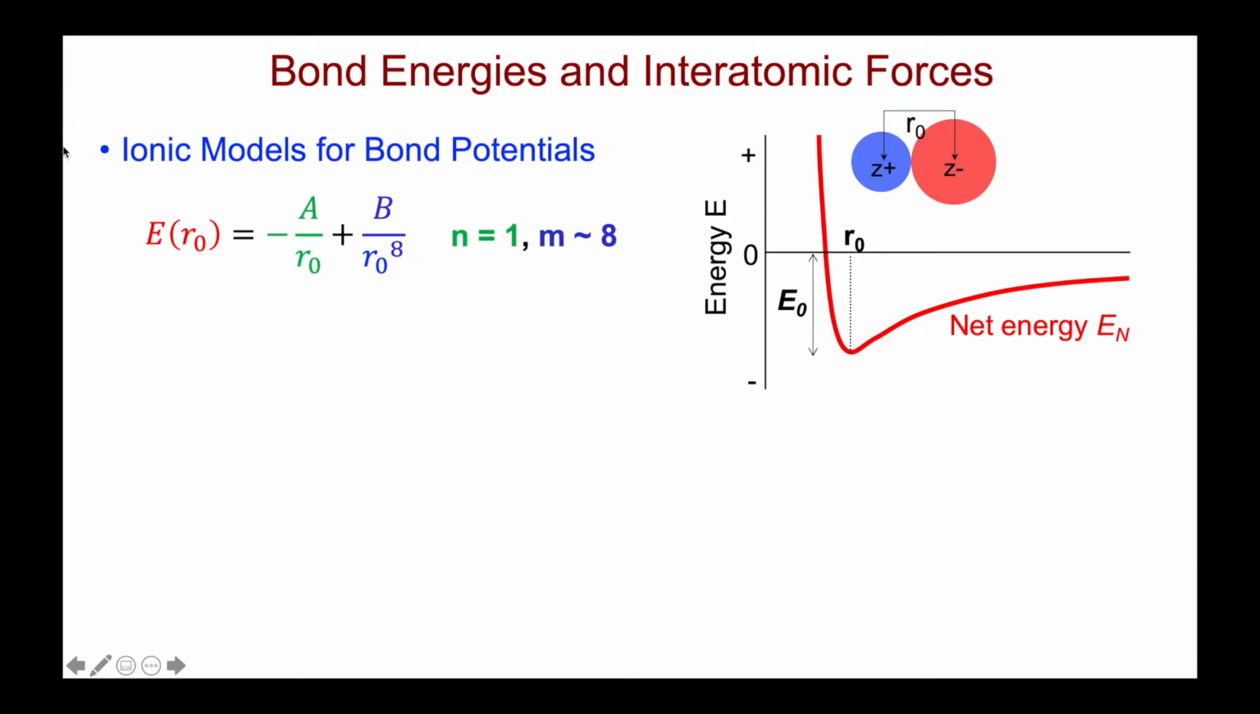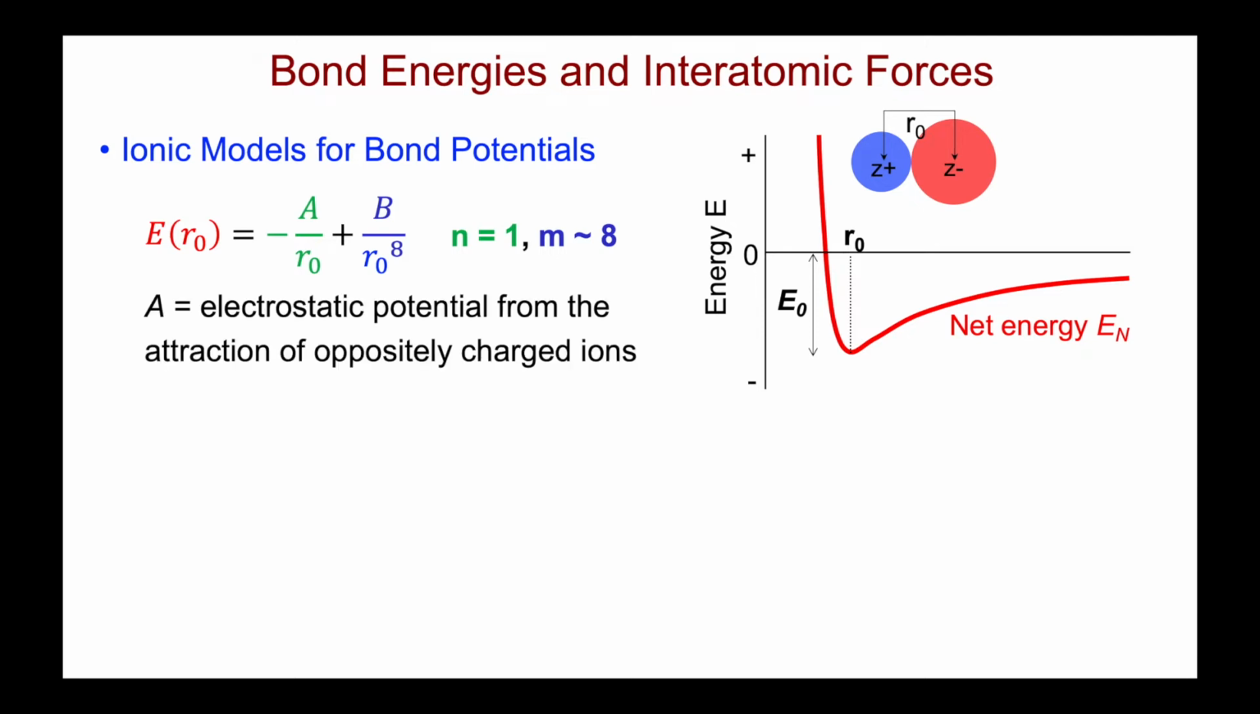The general equation for the bond potential is shown here. The attractive term now is 1 over r to the power 1, so n is 1. That repulsive term still has a high value for the exponent. Usually it's in the range of 8, again indicating that these electron-electron repulsions at short distances drop off quite rapidly. A here originates from the electrostatic potential derived from the attraction of the oppositely charged ions.